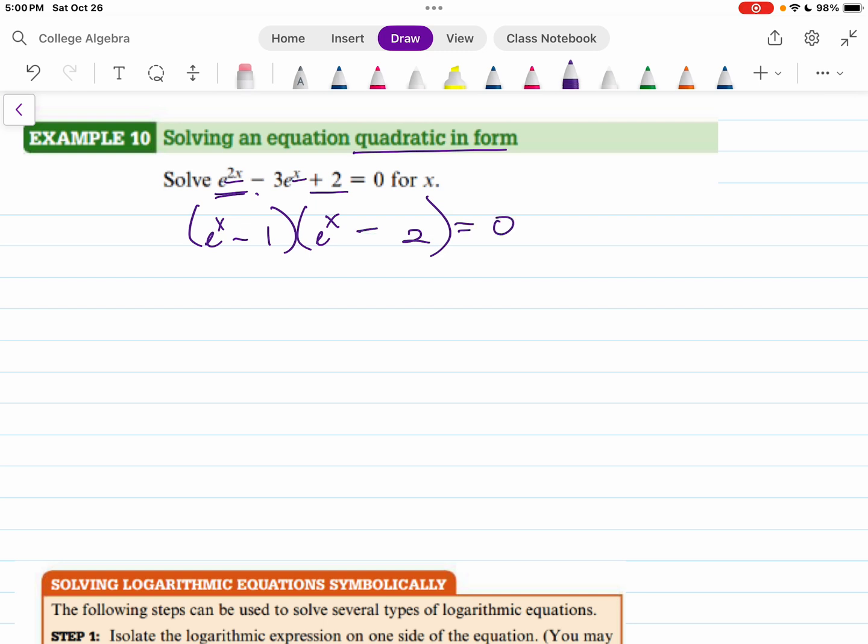And then now what we can do is use the zero product property to say, all right, e to the x minus 1 equals 0. E to the x minus 2 equals 0. And so e to the x equals 1. E to the x equals 2. And then we would take the ln of both sides.